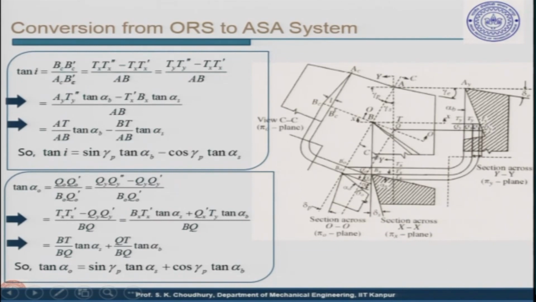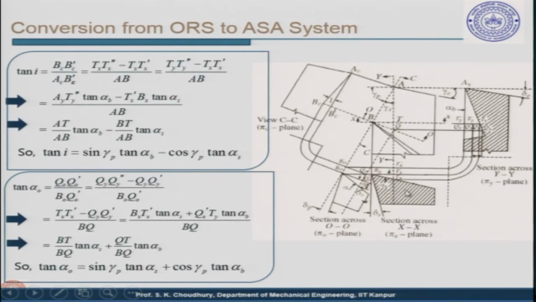This is a view along the cutting plane CC. This view along the cutting plane we are putting in here. This is the YY section we are putting in here. This is the XX we are putting in here, and then there is another one which is perpendicular to this, that is OO. OO we are putting in here.